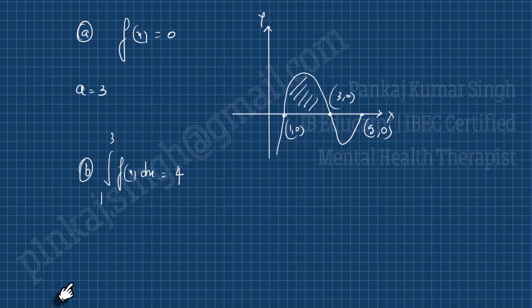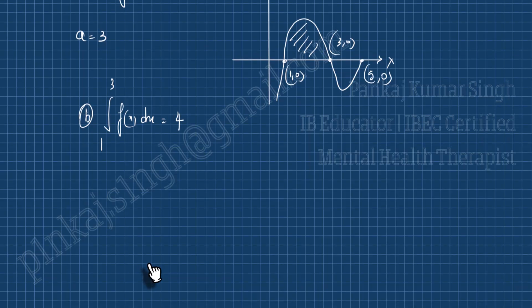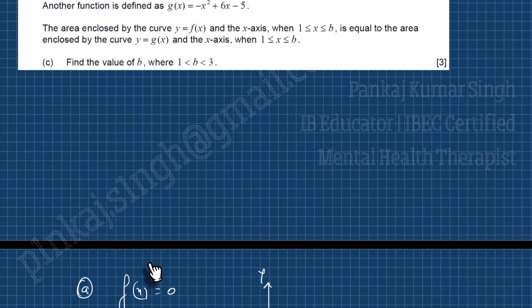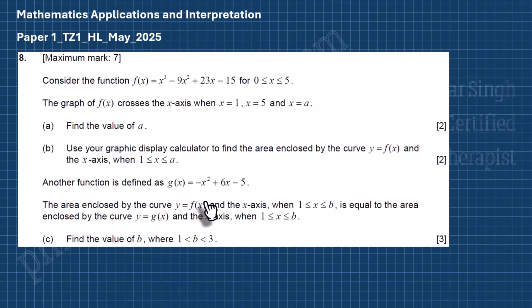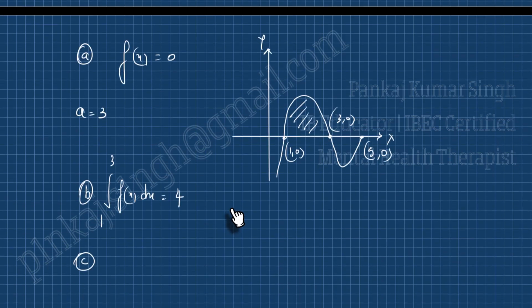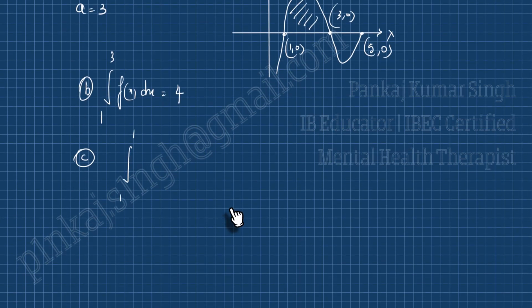Next, we now need to find a value for b, and he says that the area under the curve of f of x and the area under the curve of g of x is the same. So the integral from 1 to b of f of x dx is equal to the integral from 1 to b of g of x dx on both the sides. And here I'm supposed to be finding the value for b, right?